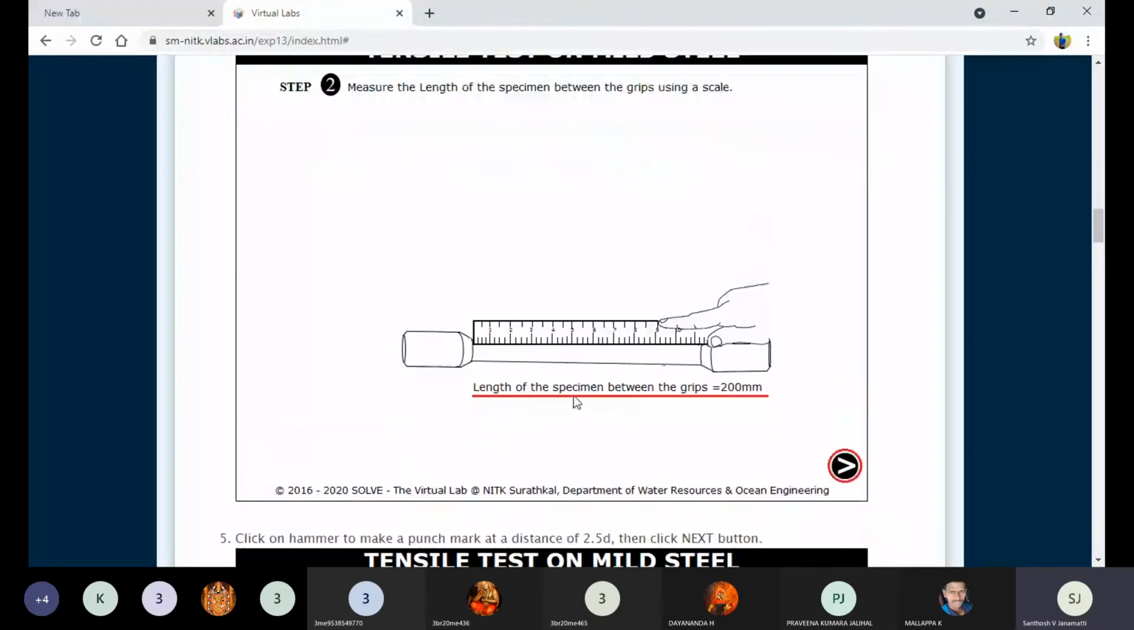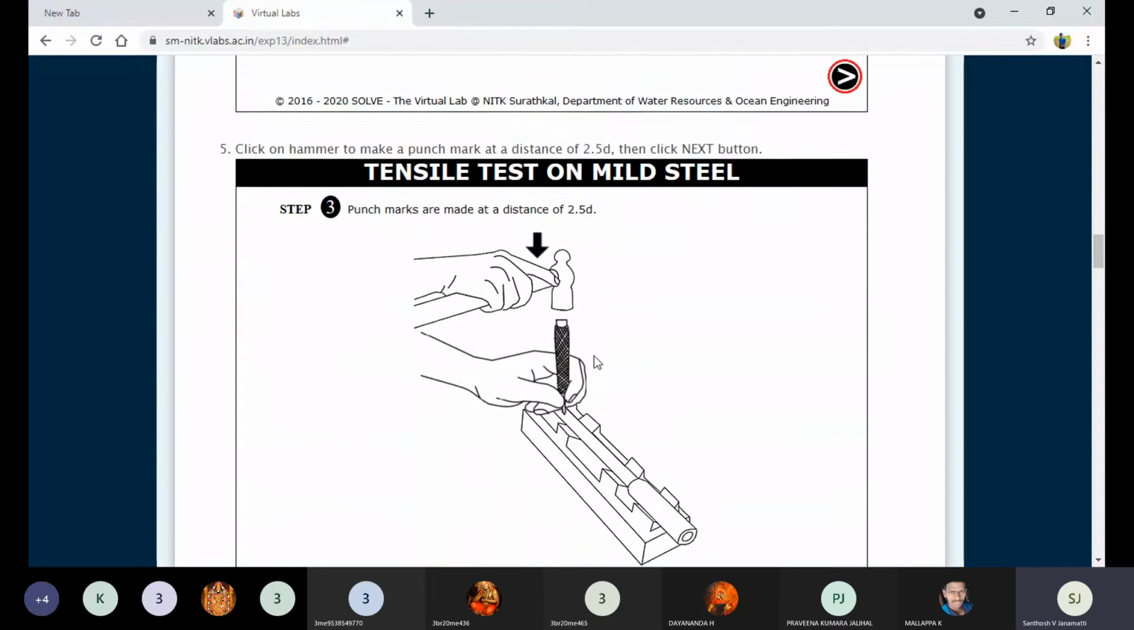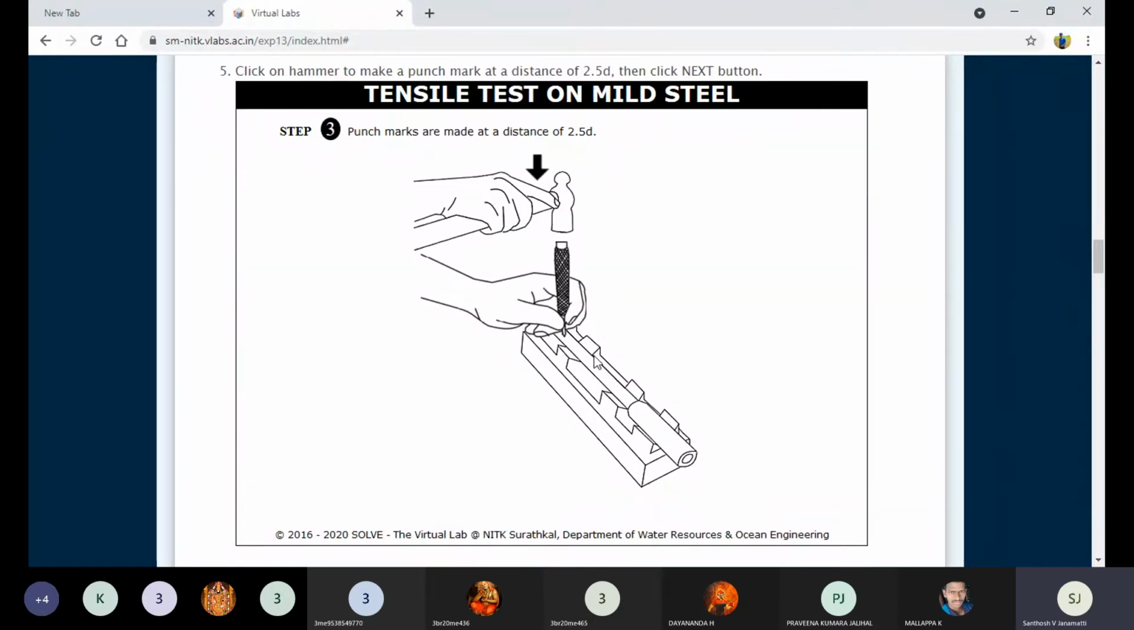So now coming to the second step. Here, this is the gauge length, approximately 200 mm, right? And you also need to determine the outer diameter of the sample. Step 3, punch marks are made at a distance of 2.5 d.